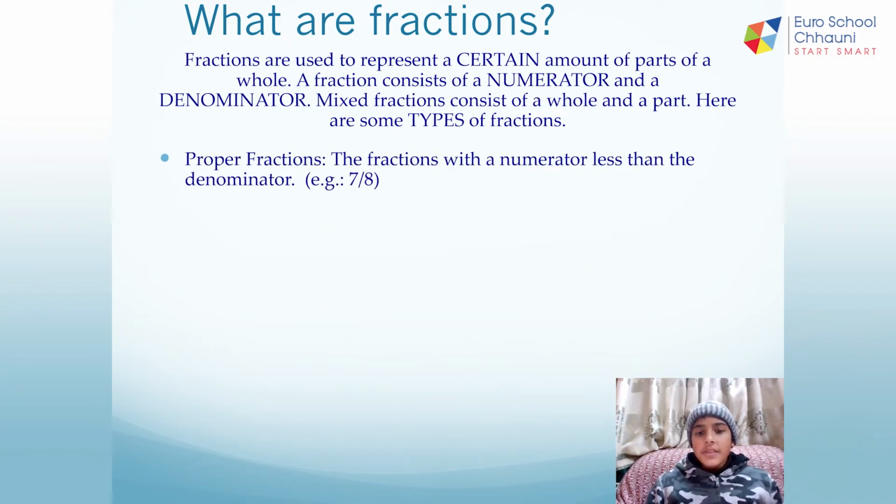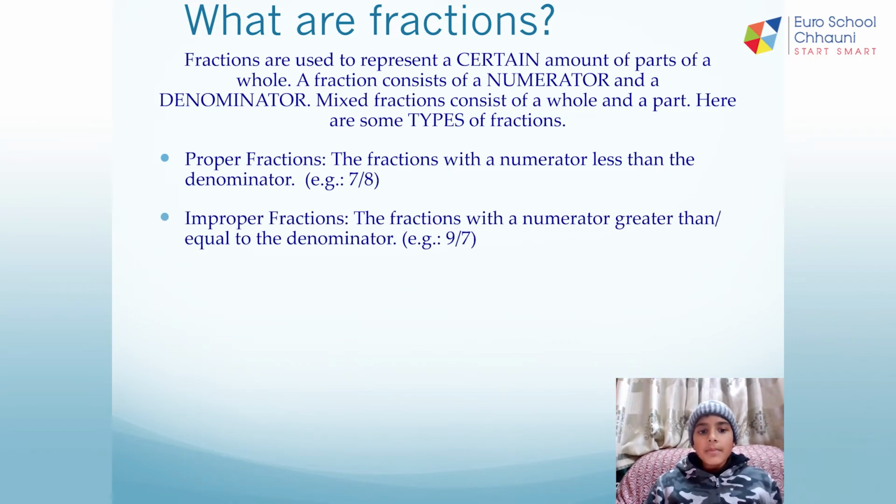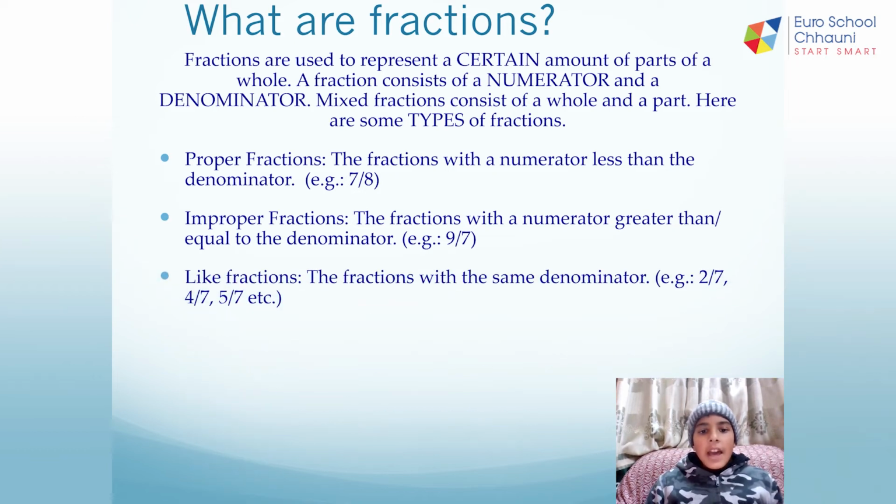Proper fractions. The fractions with a numerator less than the denominator are called proper fractions. For example, 7/8. Improper fractions. The fractions with a numerator greater than or equal to the denominator are called improper fractions. For example, 9/7.